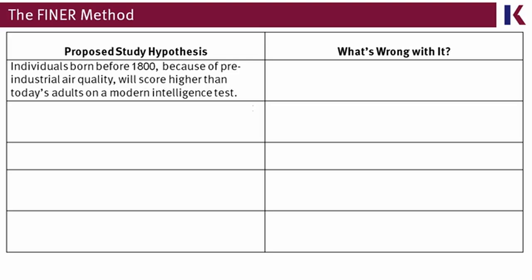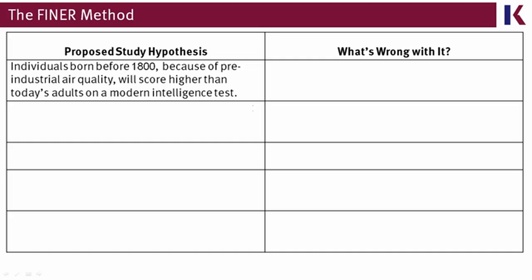So let's start with this first hypothesis. It has to do with air quality. Somebody is hypothesizing, well, way back when air quality was better, people were smarter. Now, this is a hypothesis, but it's not a hypothesis that we're probably going to make a study about anytime soon. Why is that? What's wrong with the hypothesis?